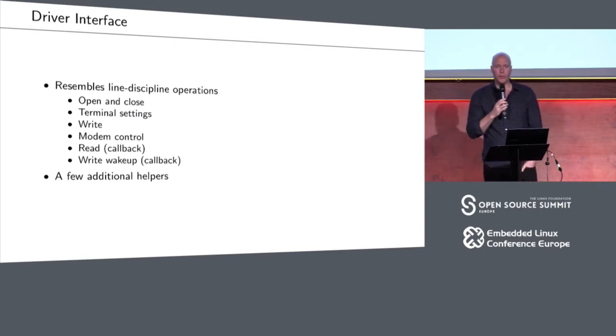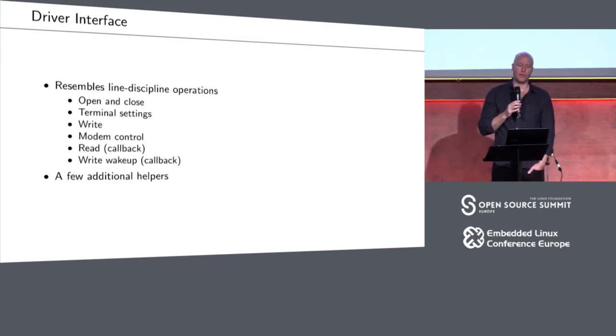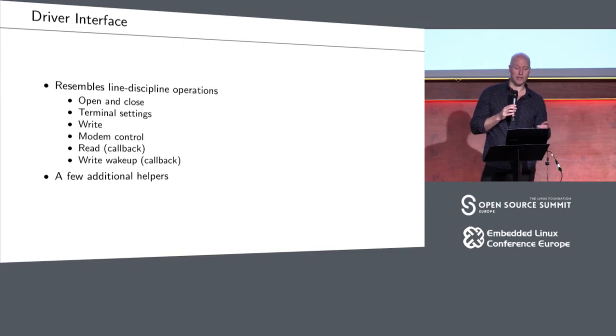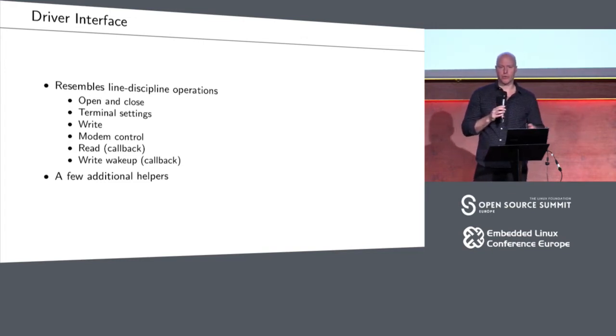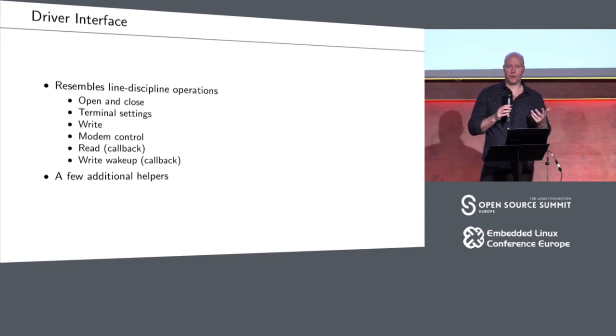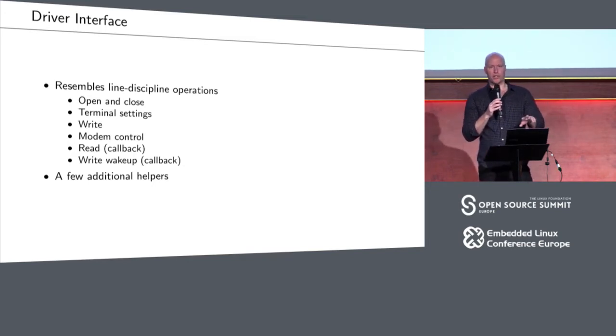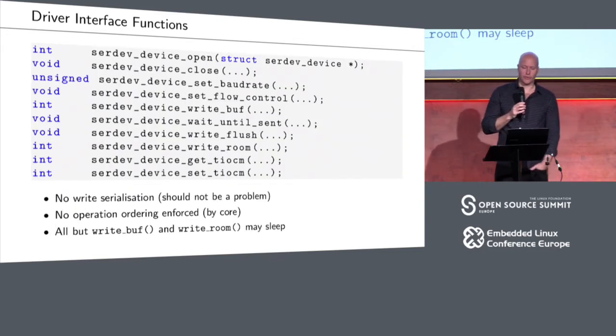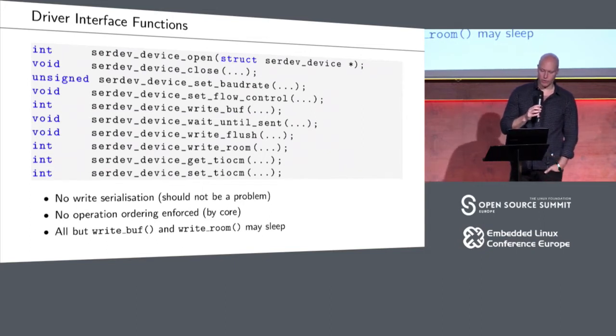So, if you want to write your own SerDev driver, the interface that you're going to be using resembles that of the line discipline operations, which is fairly natural because we're replacing the line discipline. So we have functionality for opening and closing a port, changing terminal settings, writing data, changing and reading back the modem control signals, and two callbacks for when you have incoming data and when there is more room in the outgoing buffer. There are a few additional helpers implemented around this, but this is in fact the basic set of primitives that you have: open, close, set baud rate, enable hardware flow control, writing a buffer, waiting until it's been sent, flushing, and changing the mode and control signals.